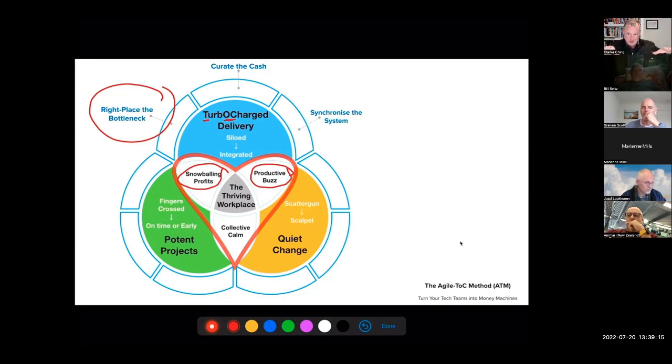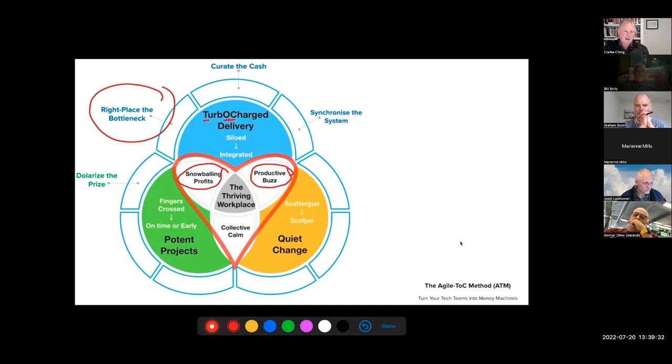When you go to synchronize more than one Agile team, you need to make sure you find out where your bottleneck is for the bigger system, because you are a big team of teams and you will have a shared resource that's often a bottleneck.